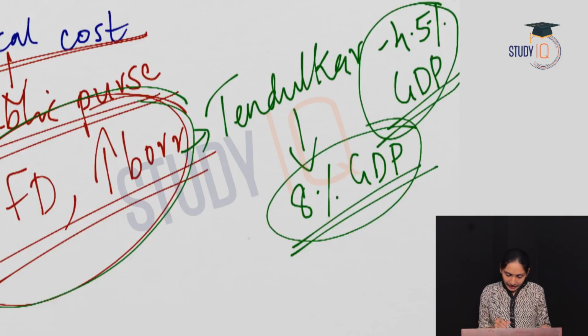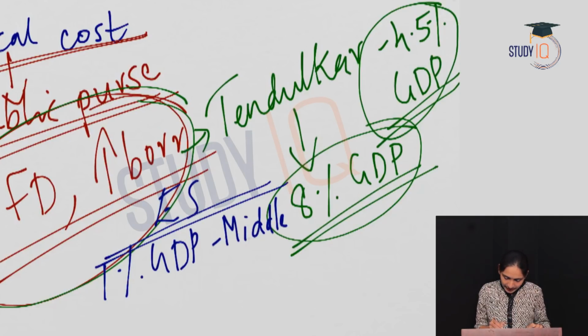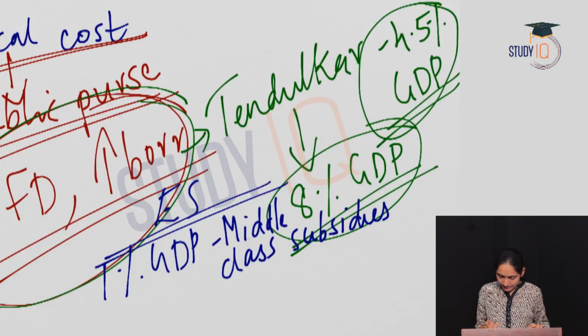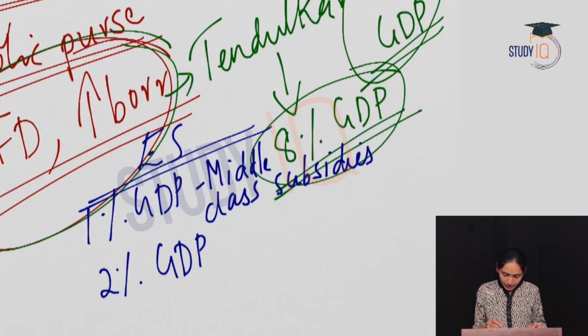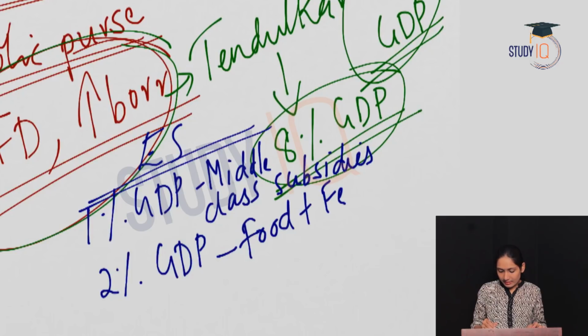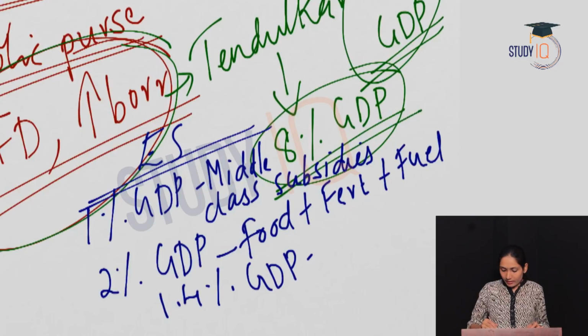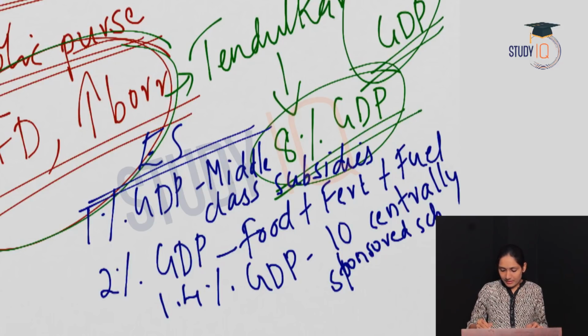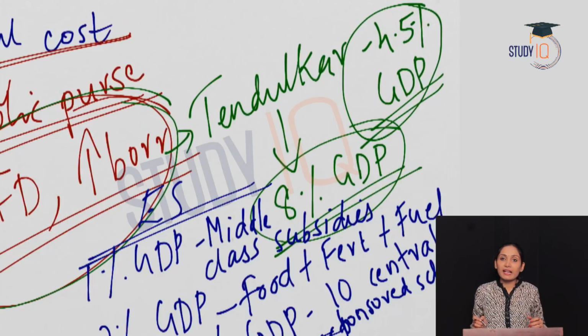But coming to the Economic Survey of India, the Economic Survey says that at present the government is spending 1% of GDP for the middle class subsidies. For the food, fertilizers and the fuel, the government spends around 2% of the GDP. Food plus fertilizers plus fuel. Again, the government spends nearly 1.4% of its GDP for the top 10 centrally sponsored schemes. So, altogether 4.4%. See, according to the Tendulkar Committee, the government will have to spend around 4.5% of its GDP for the implementation of the universal basic income.